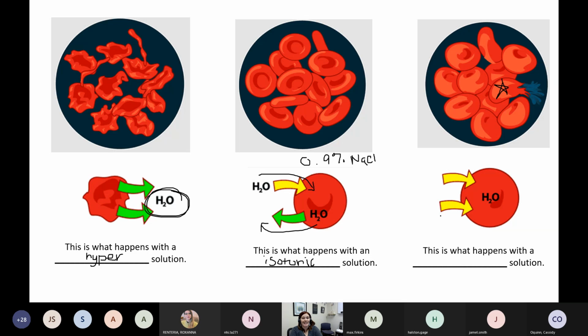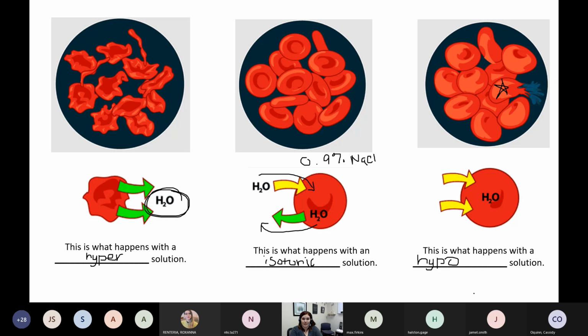If water is rushing into my cells, it means that I have less salt outside than I do inside. This is an example of what would happen in a hypotonic solution. A hypotonic solution.